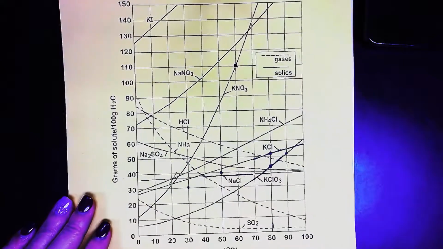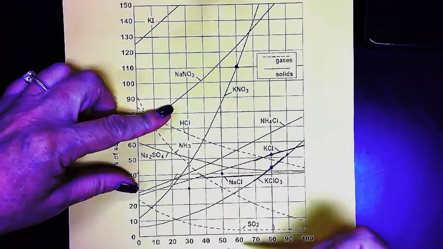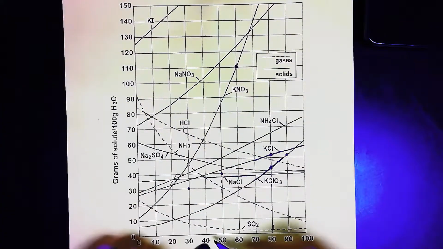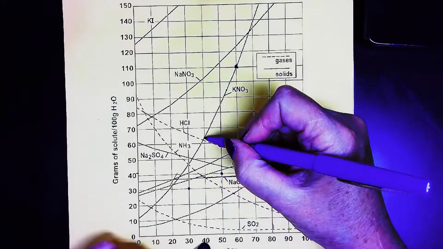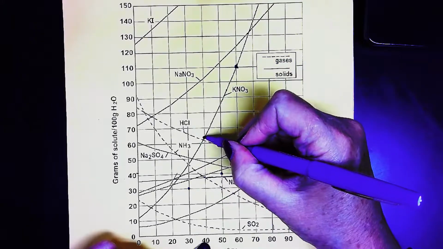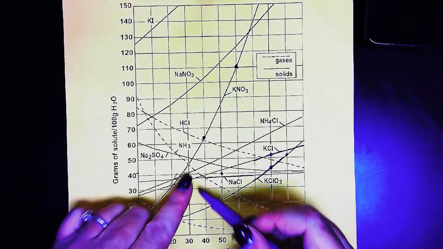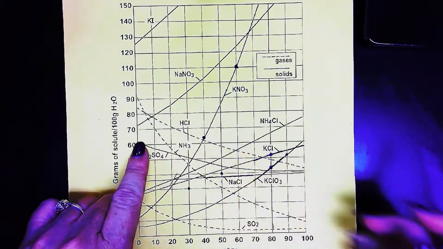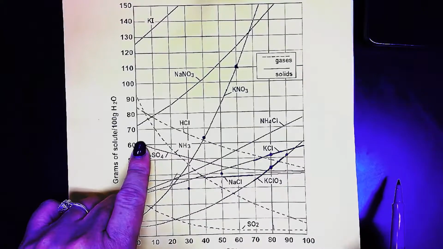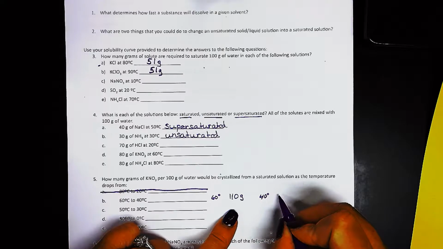So we're going to take our solution, kind of like you did in the lab yesterday, on Tuesday. We were at 60 degrees. Now we want to look at 40 degrees. I'm going to follow this line up to the line that is KNO3, and I'm going to see that at 40 degrees, I can only dissolve, I'm going to say, 63 grams of KNO3. So at 40 degrees, I can only dissolve 63 grams.